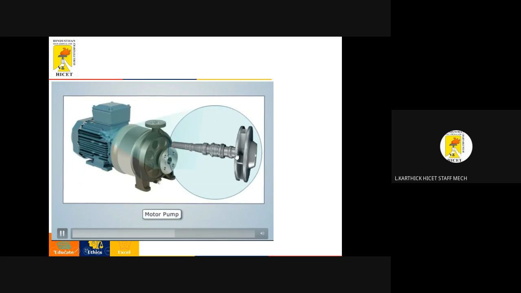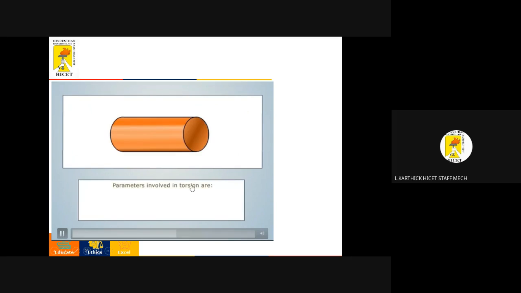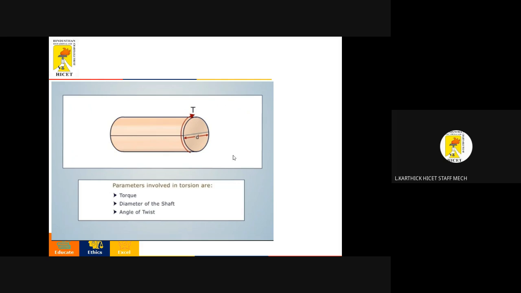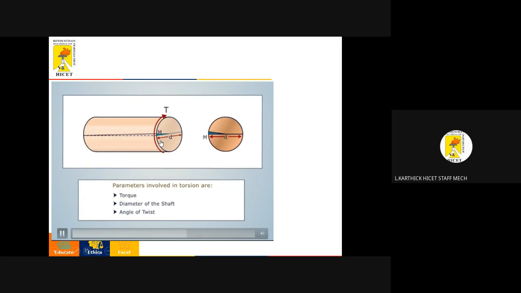Here also torsion comes into the picture, and the major parameters that we are going to discuss are the torque, the diameter of the shaft, and the angle of twist. Once we apply a torque, there will be a change in the plane angle. That is the angle of twist. So the three major parameters: one is the applied torque T, along with the diameter of the shaft D, and the next is the angle of twist.